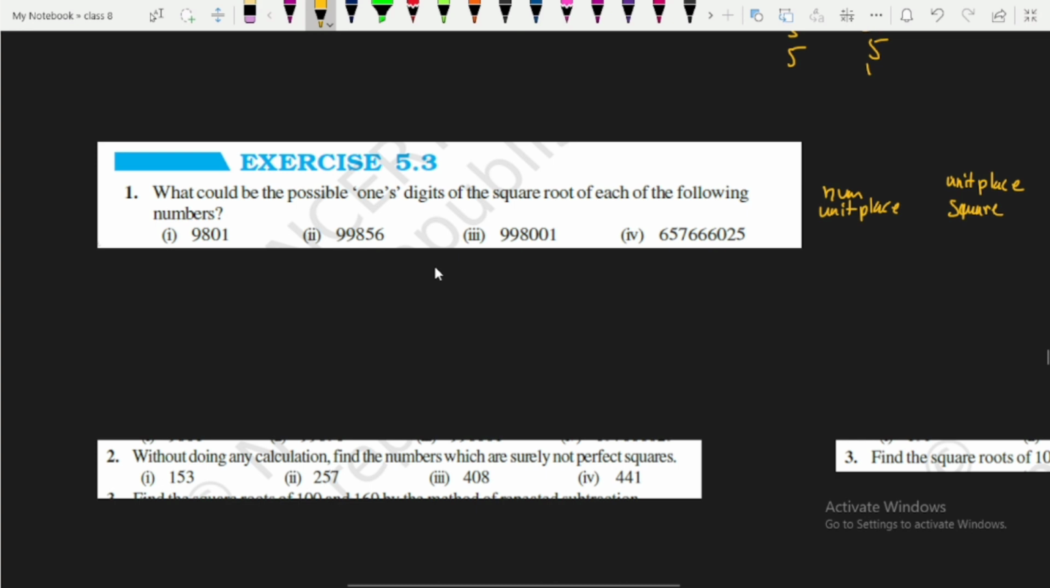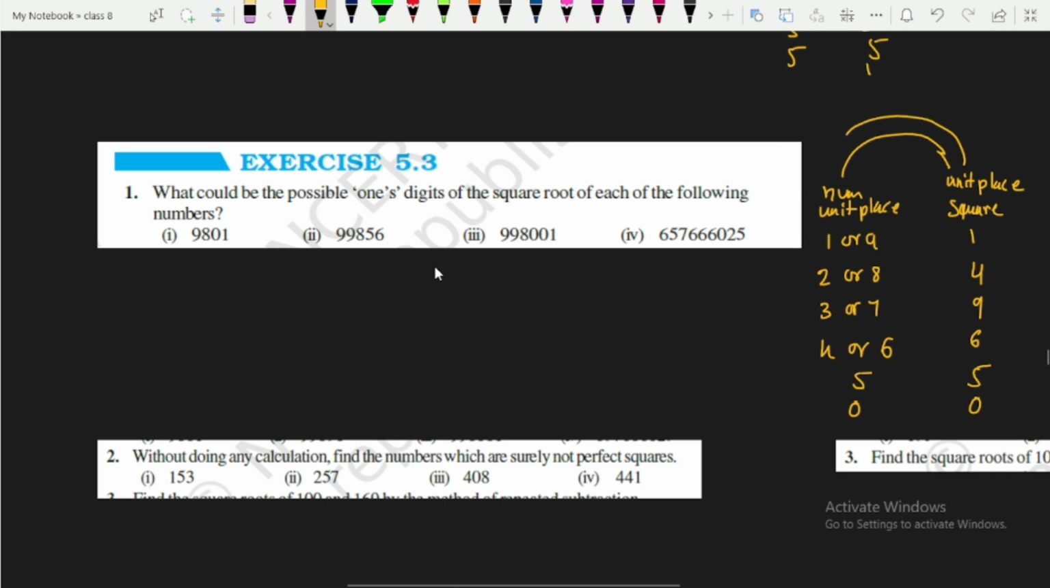Here we have seen already that a number ending with 1 or 9 has a square ending with 1. Similarly, 2 or 8 ends with 4, then 3 or 7 ends with 9, then 4 or 6 ends with 6, 5 ends with 5, then 0 ends with 0. So you've already seen this property.